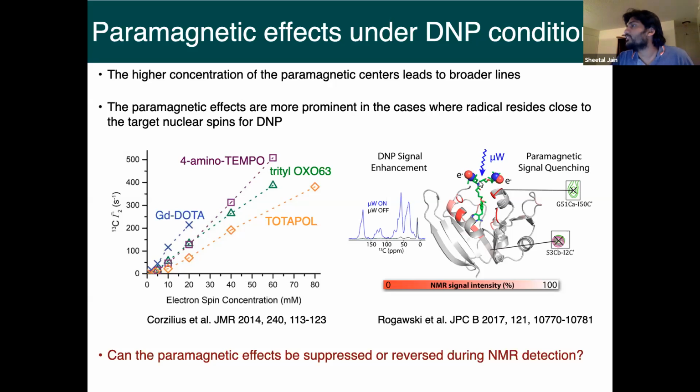Now the question is, can we deal with these effects? Is there some possibility of paramagnetic effects reversal or suppression? And there have been attempts in both directions, from electron nuclear decoupling. However, I will not go into that today. I'll show you some of the interesting effects that we saw by microwave irradiation on these paramagnetic effects.